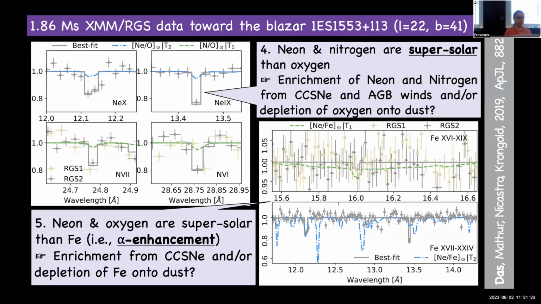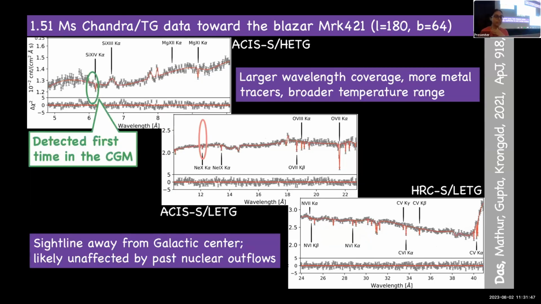There is an excess of nitrogen and neon or an underabundance of oxygen. And we also find that the solar model predicts a lot of strong iron lines, which are actually not there in the data, which means the gas could be alpha enhanced. And we continue to look toward other sightlines.